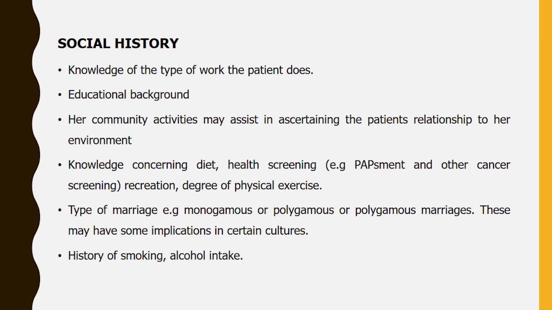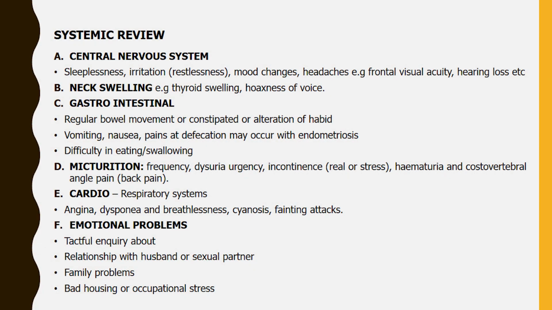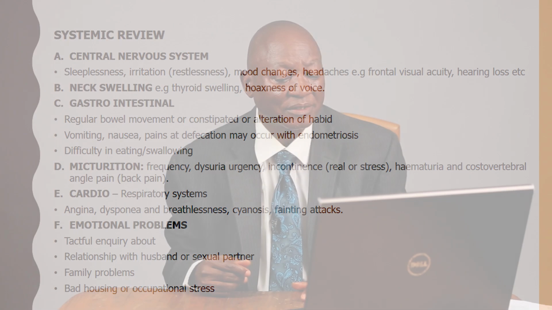It's also important to know whether this woman smokes or takes alcohol, and to quantify it as part of the social history. And after taking the social history, we shall go to the systemic review. This systemic review must take into account all the systems of the body: the central nervous system, the cardiothoracic system, the gastrointestinal system, the musculoskeletal system, and again, the reproductive tract.